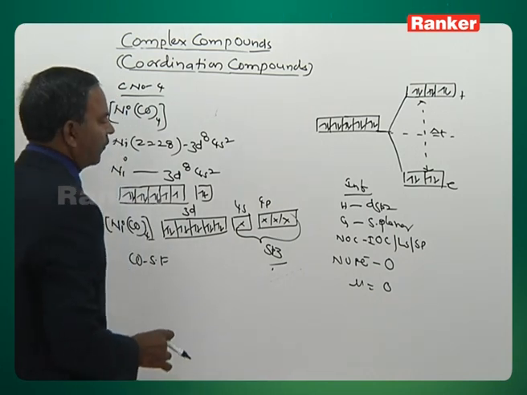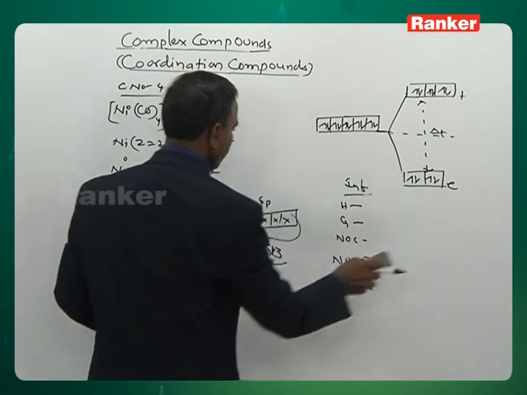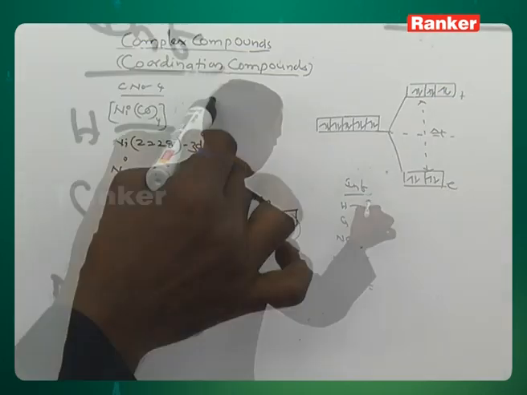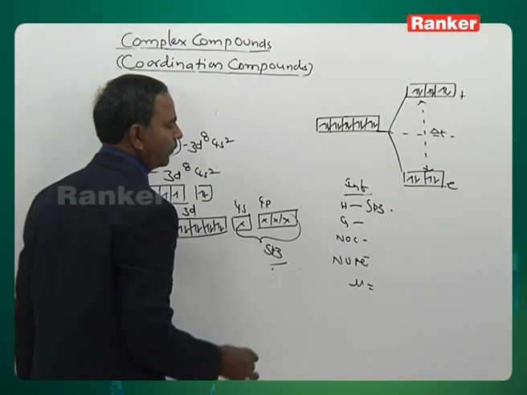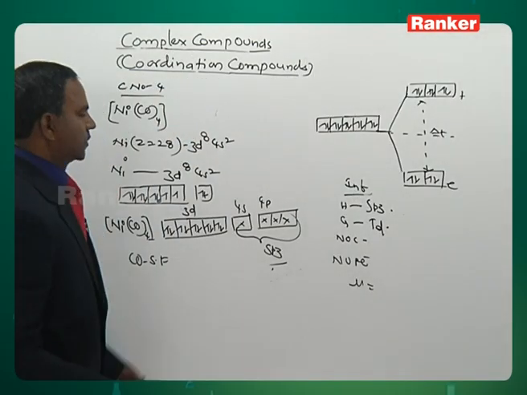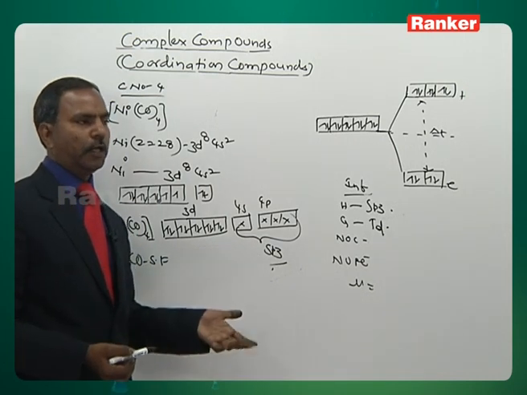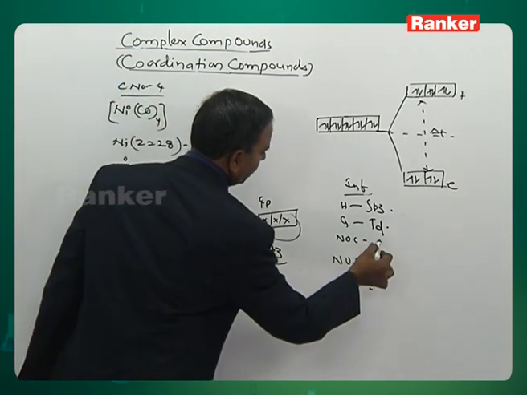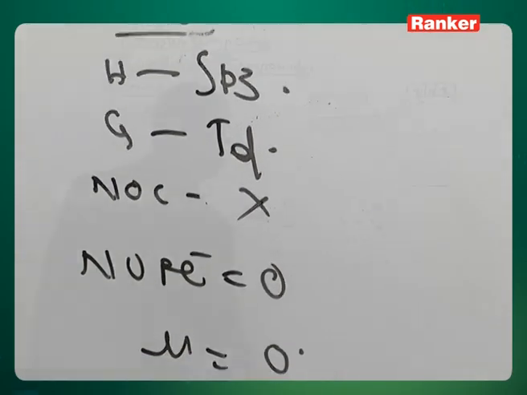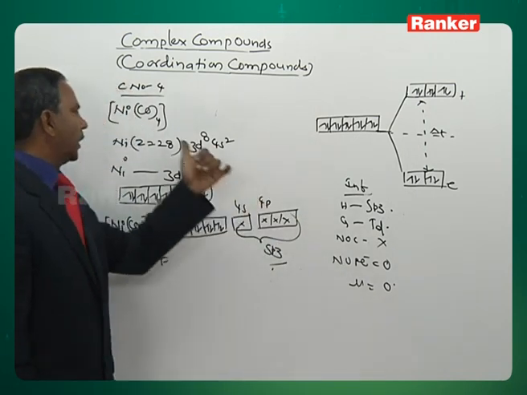Coming to the information part. We take this information for nickel tetracarbonyl. Hybridization, as shown on the board, is sp3. Geometry, well known to us, is tetrahedral, and in the complex no d orbital is participating, either 3d or 4d. Let us leave the nature of the complex. Coming to the number of unpaired electrons, it is 0, magnetic moment 0. This is the information about nickel tetracarbonyl.